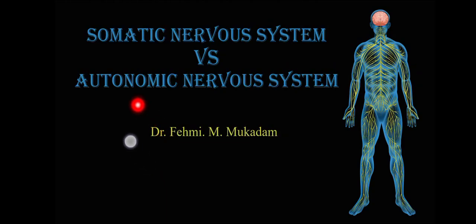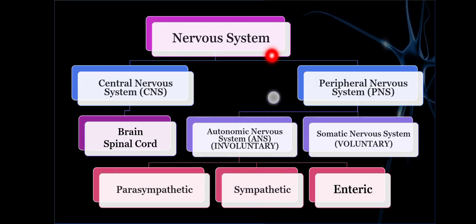Let's discuss the difference between the somatic and autonomic nervous systems. As discussed earlier, the nervous system can be divided into two main parts, the central nervous system, CNS, and the peripheral nervous system, PNS. CNS, which includes the brain and spinal cord. PNS, which includes all the nerves outside of the brain and spinal cord. It is further divided into the somatic nervous system and the autonomic nervous system.